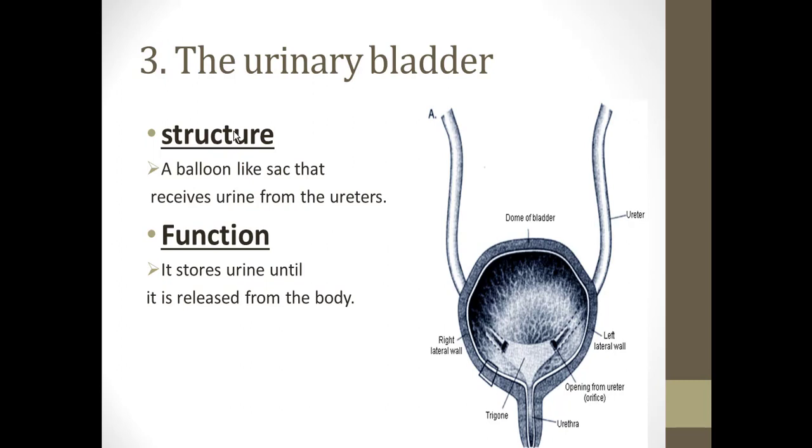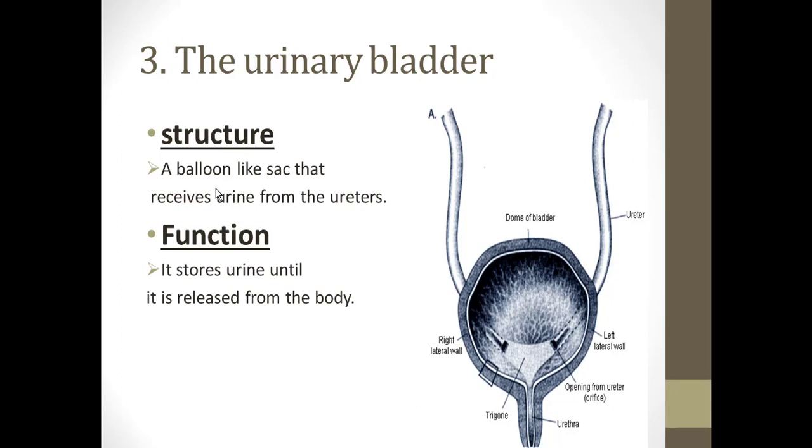The last organ is the urinary bladder. Here is your urinary bladder. It looks like a balloon. So I can say that it is a balloon-like sac. And as I told you, sac means a bag. So the shape of the urinary bladder is a balloon-like sac. And here is another scientific term: for a balloon-like sac, the answer will be urinary bladder.